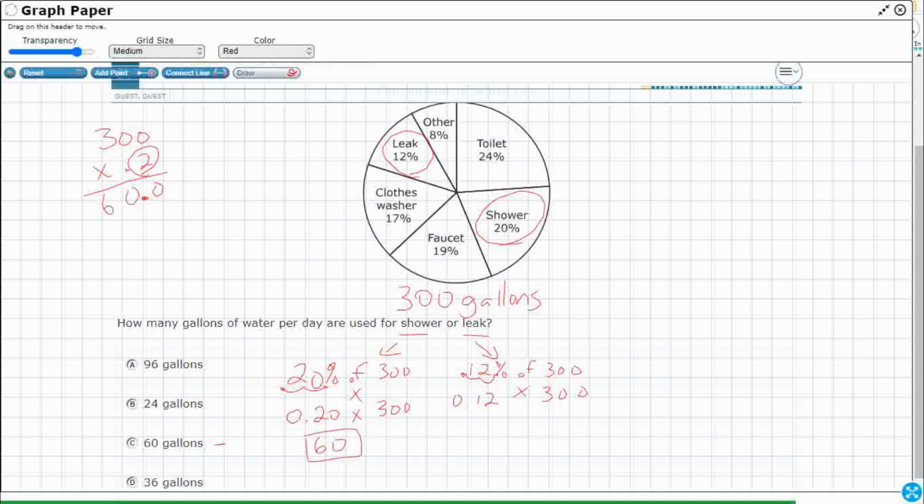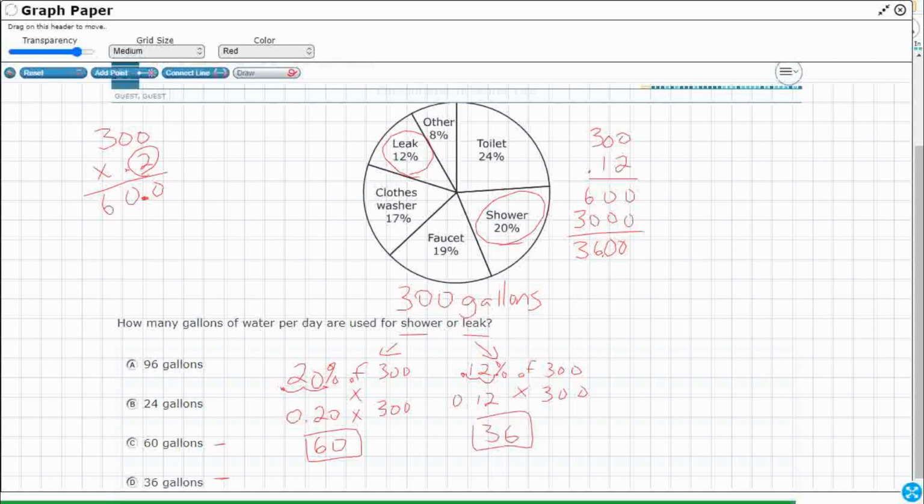So let's check this leak here. So this is 300. You need to multiply it by 0.12. You can at least drop the 0 on the front. So that's going to be 006. And then you got a 0, and then you got 300. Right? So you got 3,600. 2 digits behind the decimal, so let's get 2 digits behind the decimal there. So there's 36. And you notice that's also an answer.